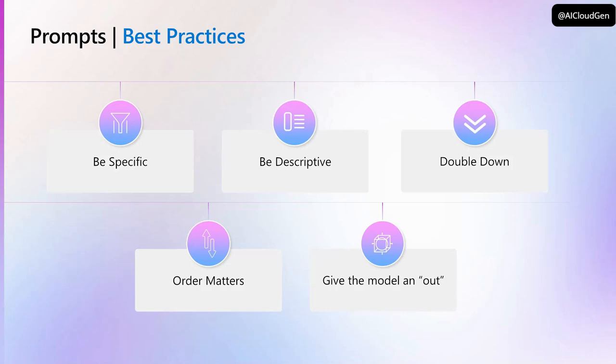And always give the model an out, which is nothing but giving an alternate path. If the model doesn't know how to answer a particular question, you can tell the model in the prompt itself: if you don't know how to answer, then respond with "not found" or "I don't know, I don't have an answer", because this is going to help the model avoid generating false responses. So these are some of the best practices that you can follow in order to write good prompts.